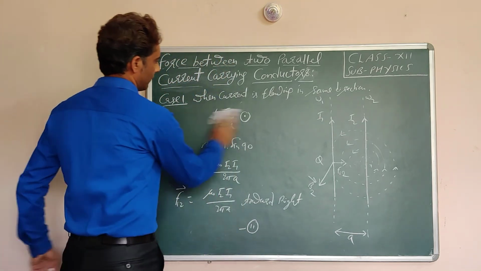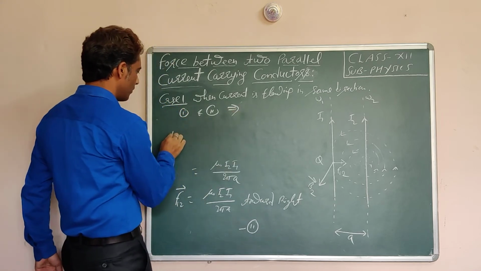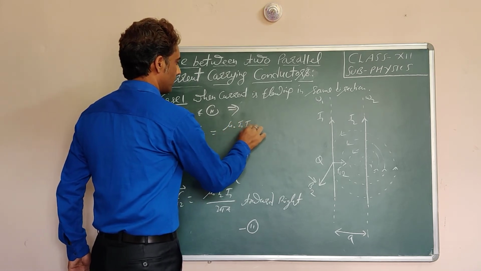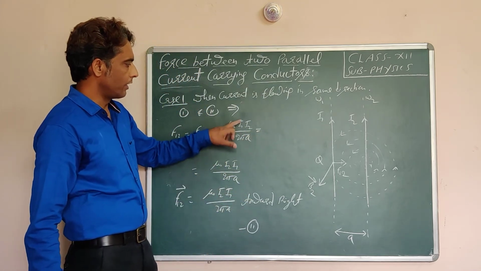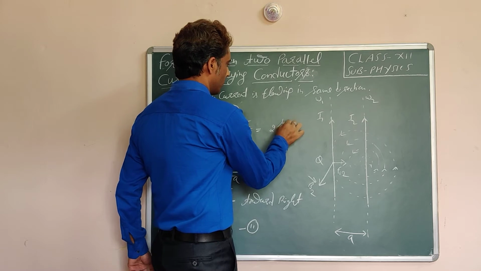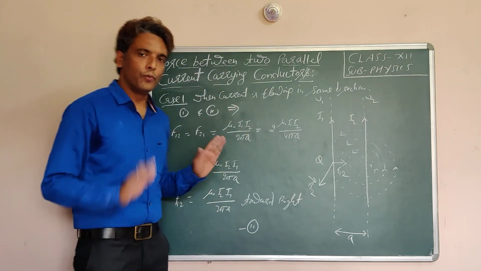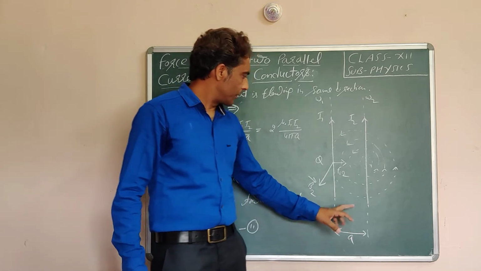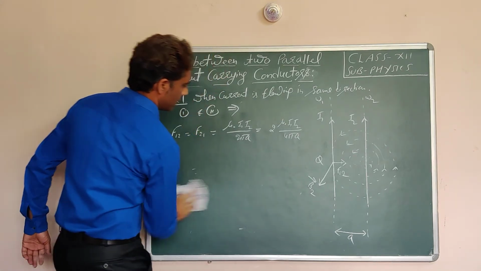So from 1 and 2, F12 is equal to F21, that is equal to mu naught I1 I2 over 2 pi A. Or we can also write it, if I multiply it by 2 and divide it by 2, as twice of mu naught I1 I2 over 4 pi A. So this is the force with which these two conductors attract each other, and the separation between these two conductors is A. This force is attractive in nature.